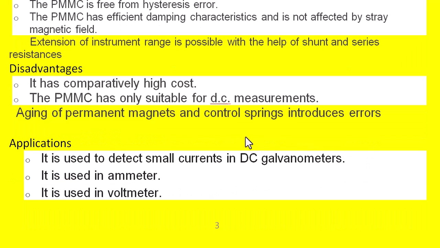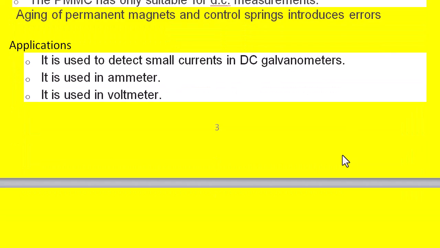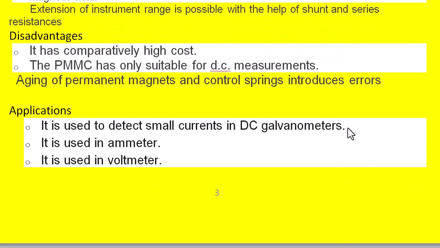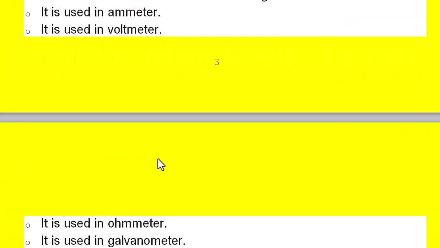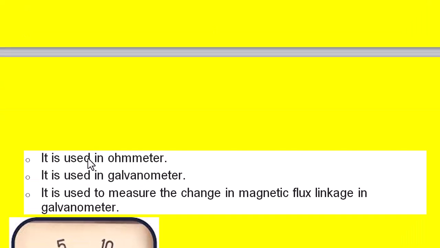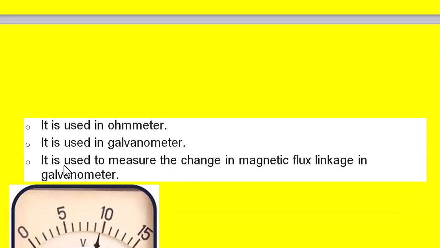Coming to the applications, it is used to detect small currents in DC galvanometers, like in a Wheatstone bridge. It is used as an ammeter. It can also be used as a voltmeter. It can also be used as an ohm meter. It can also be used as a galvanometer. It can also be used to measure the change in magnetic flux linking with the galvanometer.